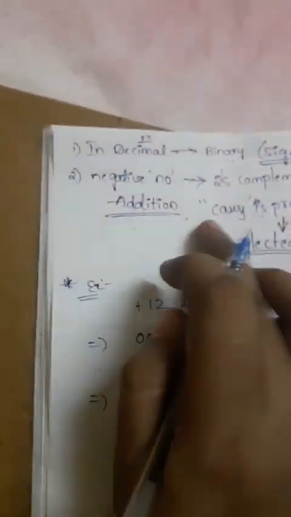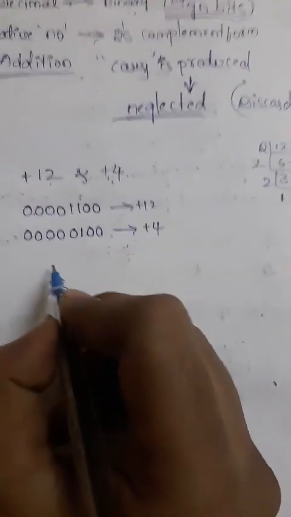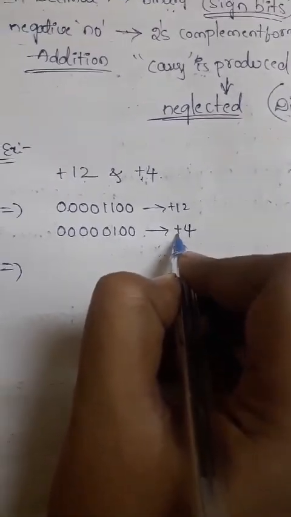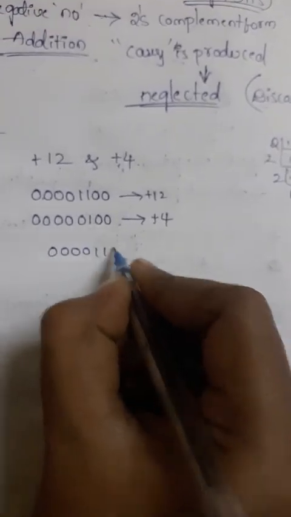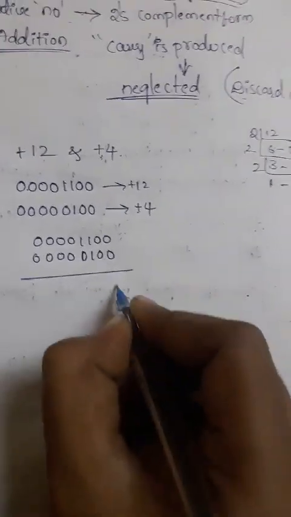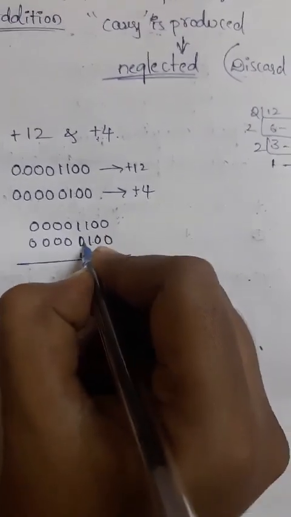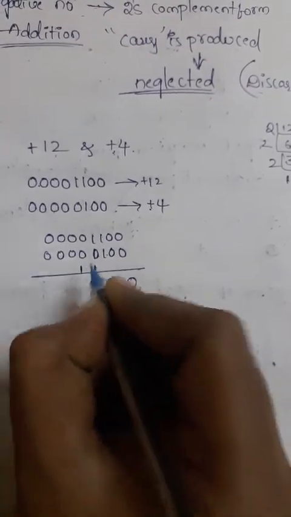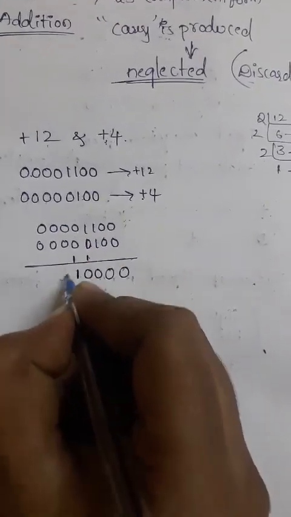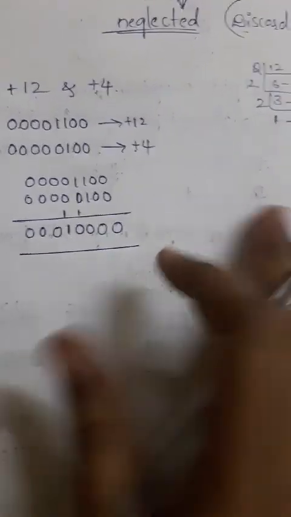So what is the next step? Addition. Whatever binary numbers we have will be added directly. Why? Because the two numbers have the same sign, that's why I can add directly. So 0001100 and 0000100. Adding: 0 plus 0 is 0, 0 plus 0 is 0, 1 plus 1 is 0 with 1 carry, 1 plus 0 is 1, 1 plus 1 is 0 with 1 carry, and 0 plus 1 is 1. We get the final result like this: 00010000.